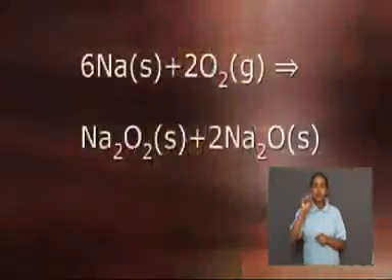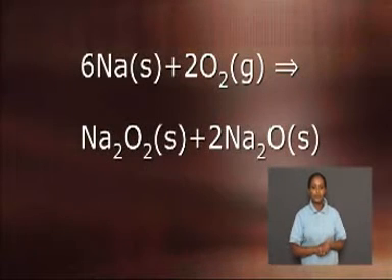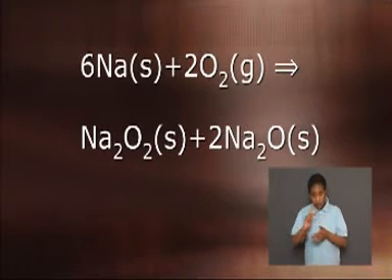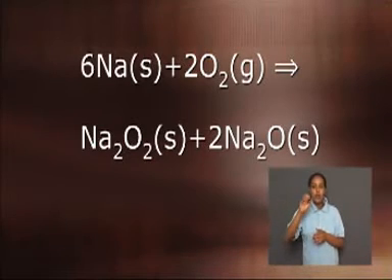When sodium reacts with air, it tarnishes to form sodium peroxide and sodium oxide. The reaction looks like this. Of the products formed, sodium peroxide is the major product and sodium oxide is the minor product.